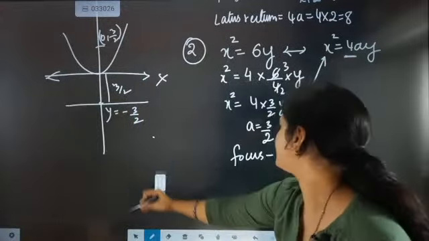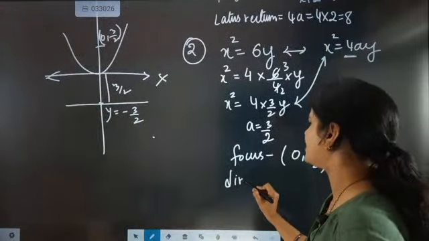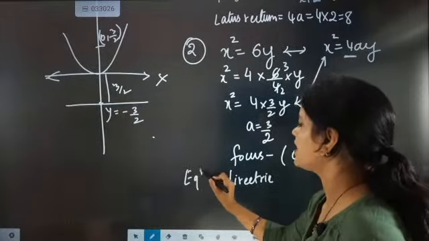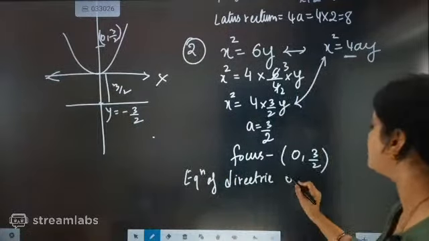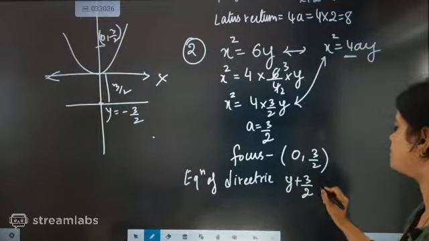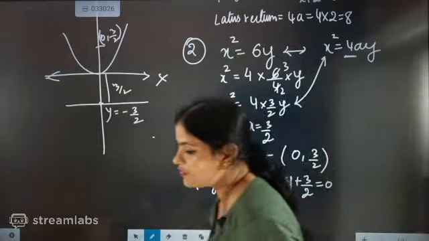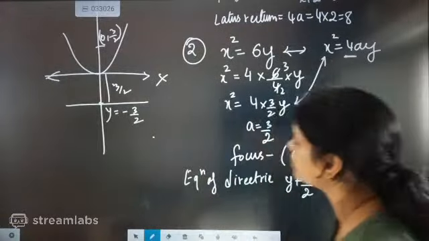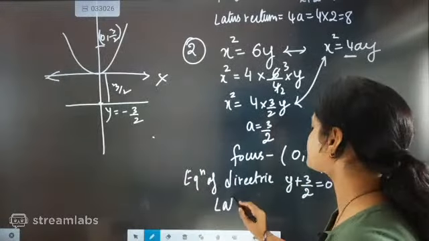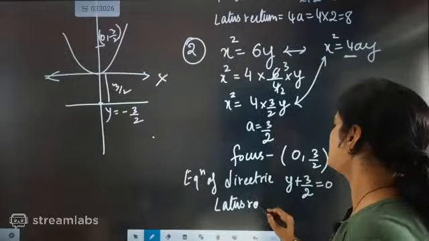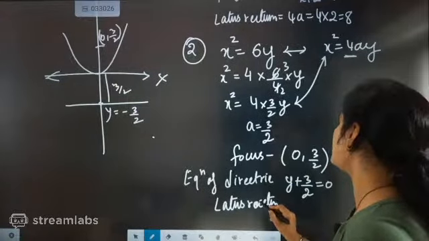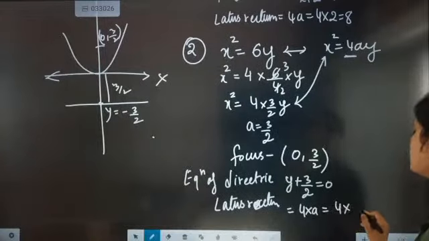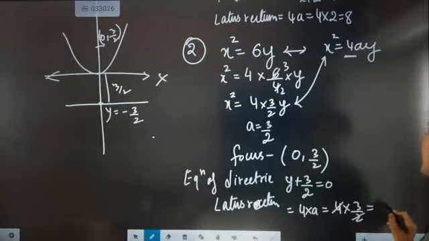So equation of directrix will be what beta? Equation of directrix will be y plus 3 by 2 equal to 0, y plus 3 by 2 equal to 0 beta. And then length of latus rectum, last part beta. Length of latus rectum is exactly going to be what? It is 4 into a, that is 4 into 3 by 2. Absolutely correct beta, it is going to be 6.